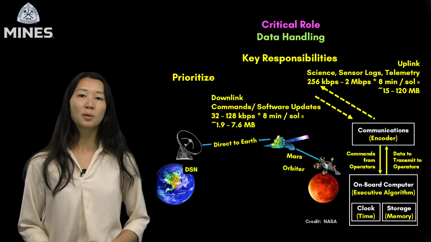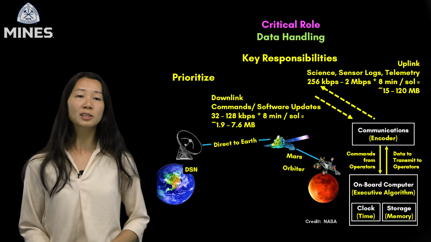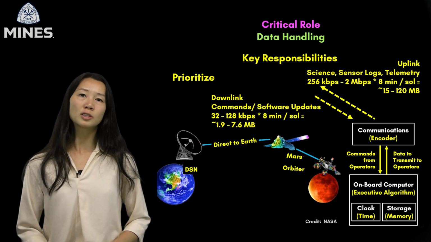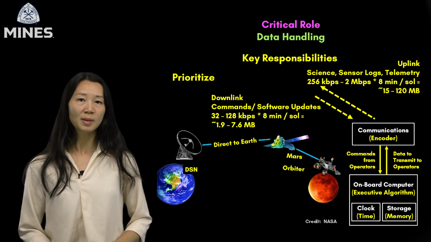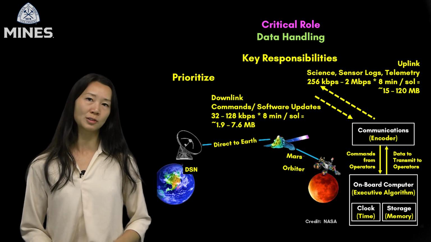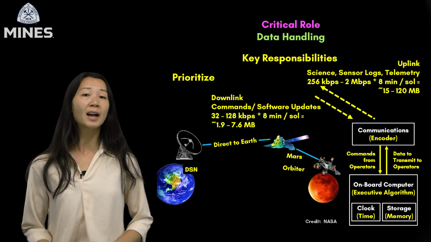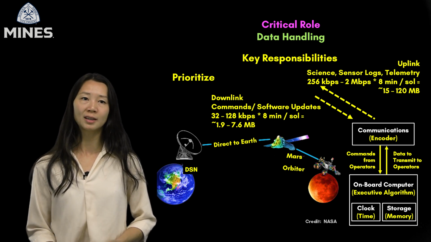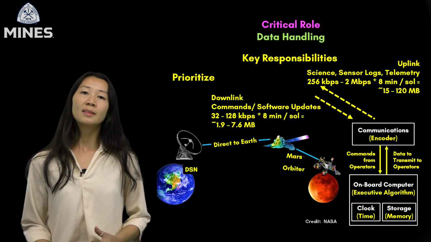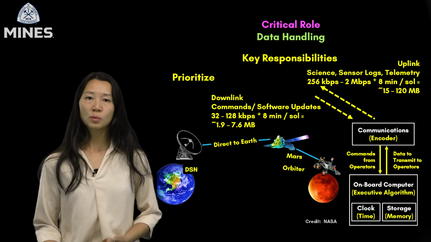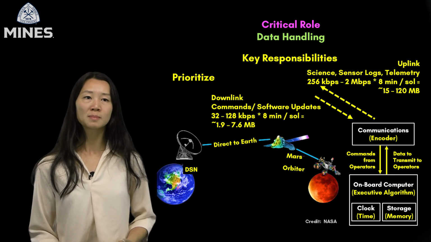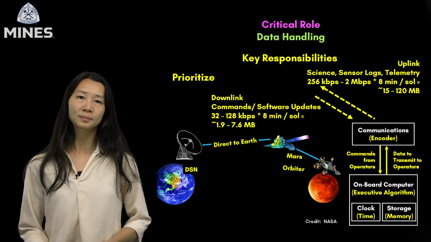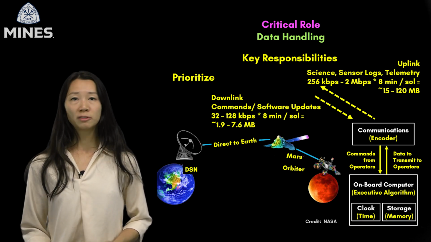But for downlink, the orbiter can only send commands and updates back to the rover at 32 to 128 kilobits per second, which is just about 1.9 to 7.6 megabytes or 1 to 5 medium resolution photo images. That's a tiny fraction, and it means that flight software has to prioritize exactly which instructions are needed to move the mission forward. This balancing act, deciding which images, which sensor logs, which fault reports make the cut, all happens through a combination of onboard logic and ground tools. But the execution, that's all flight software.